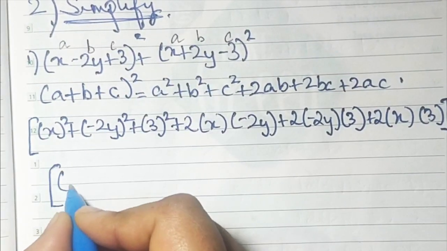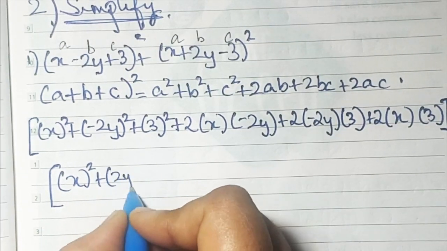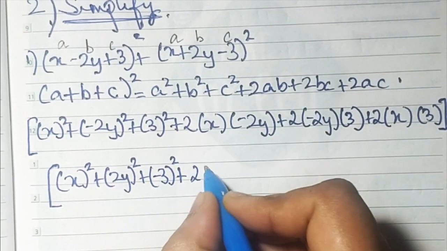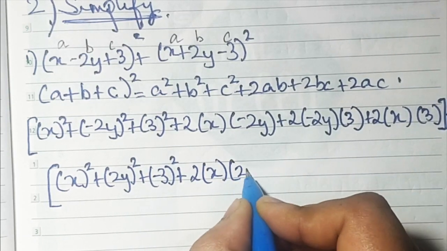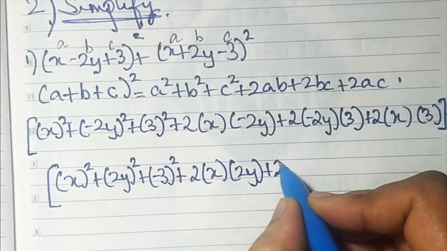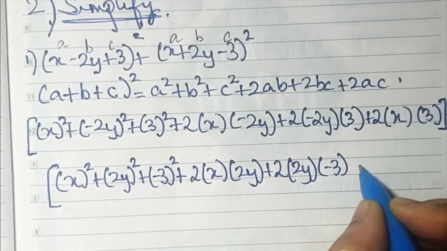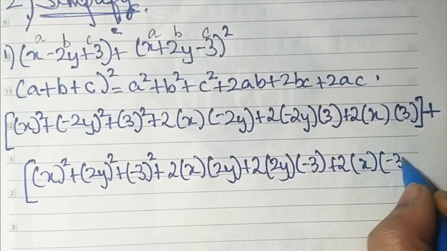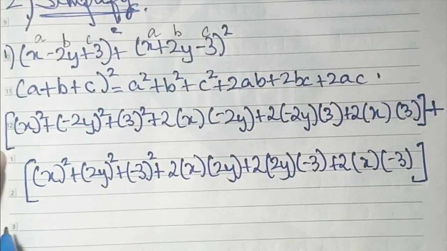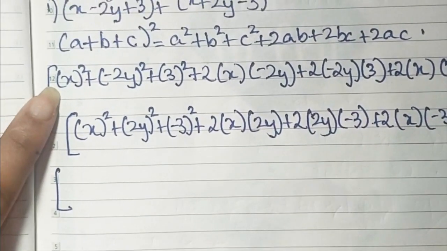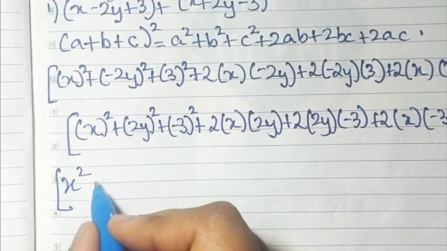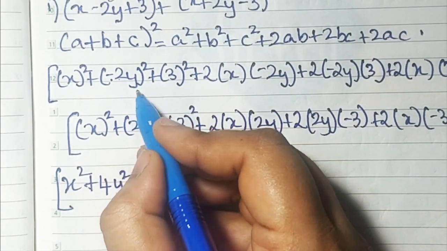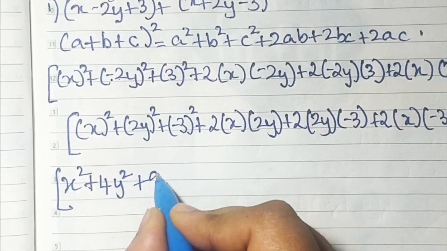Again, a square means x square, b square means (2y) square, c square means (minus 3) square, plus 2ab: a is x, b is 2y, plus 2bc: b is 2y, c is minus 3, plus 2ac: a is x, c is minus 3. Complete. Now solve. x square means x square, square of minus 2y, minus into minus is plus, 4y square. Square of 2 is 4, square of y is y square, plus square of 3 is 9.